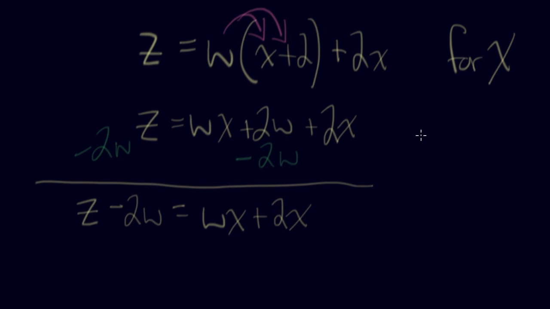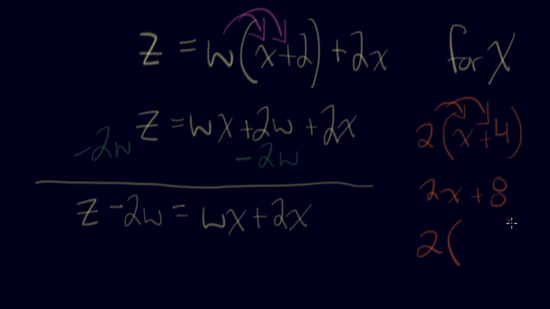So a quick little review. If you had something that looked like this, 2 bracket x plus 4, if you distributed this, you would get 2x plus 8. If you did the backwards process, you took out a common factor. So you went from 2x plus 8, and I asked you to factor it. You would factor out a 2, and you say, well, what's left? So 2 times what gave you 2x? x. 2 times what gave you 8? And that's 4.